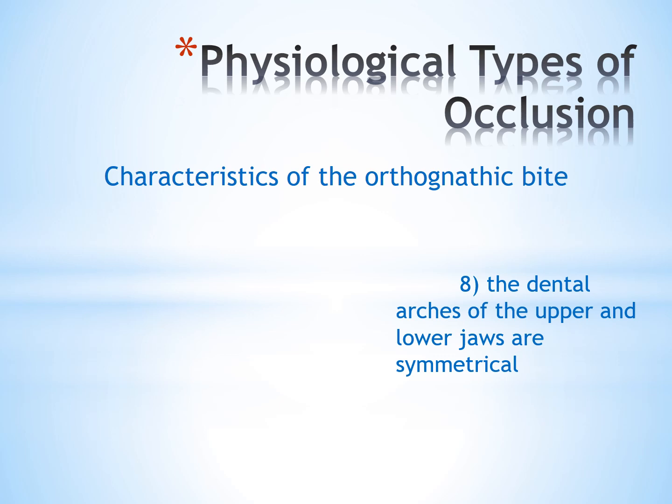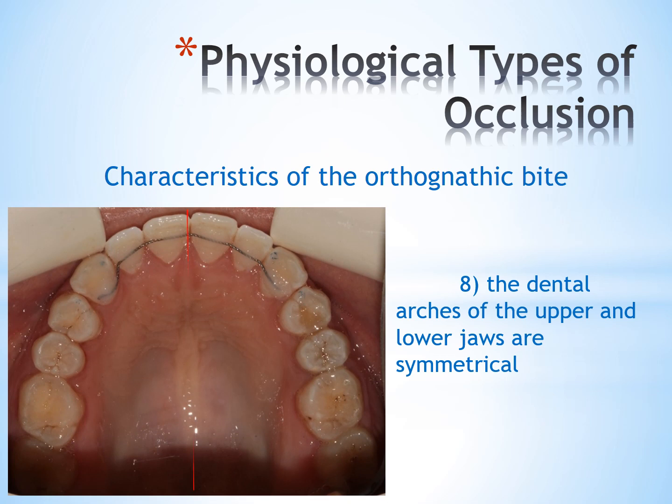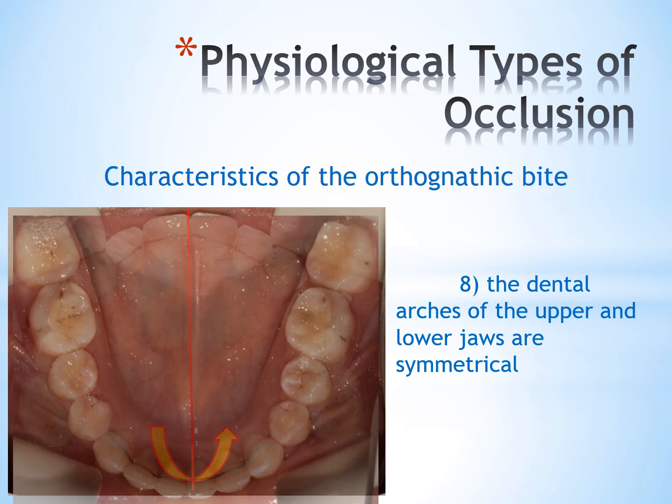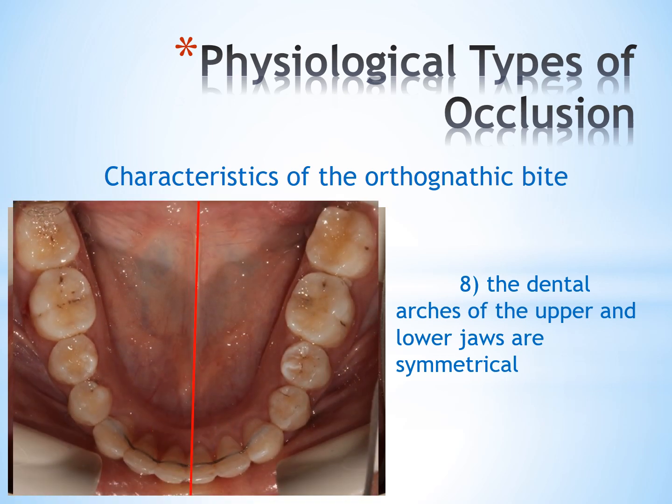Eighth characteristic, the dental arches of the upper and lower jaws are symmetrical. It means that right and left halves are similar, in the upper jaw and lower jaw.